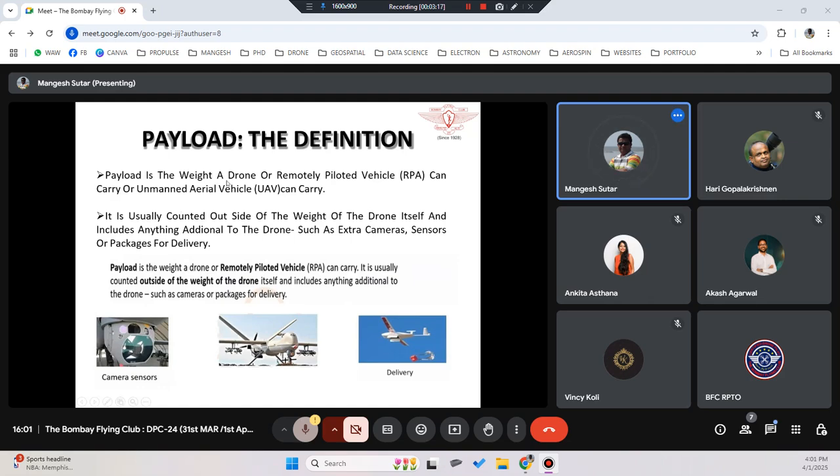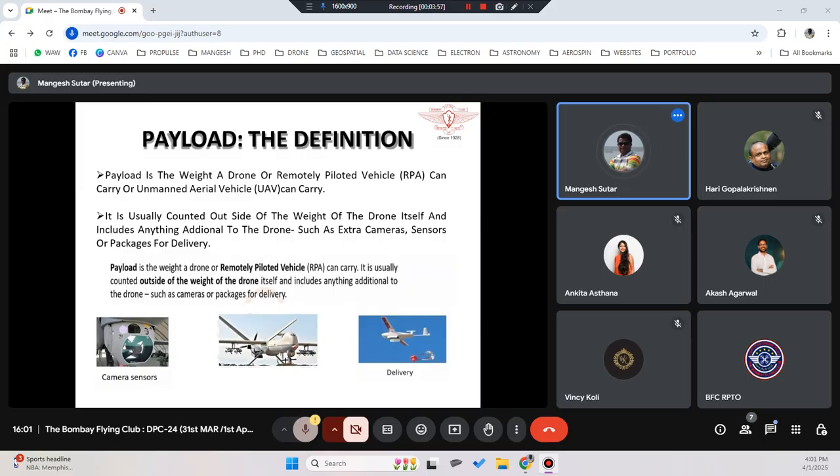Payload is the weight a drone, remote piloted vehicle or unmanned vehicle can carry. I mean, the additional weight a drone can carry. So for example, when I'm designing a drone, let's say each motor is capable of pulling 10 kg of weight. If I design a quadcopter with that motor, I will have four motors, so the combination of all four motors working together gives me a capacity to pull 40 kg of weight.